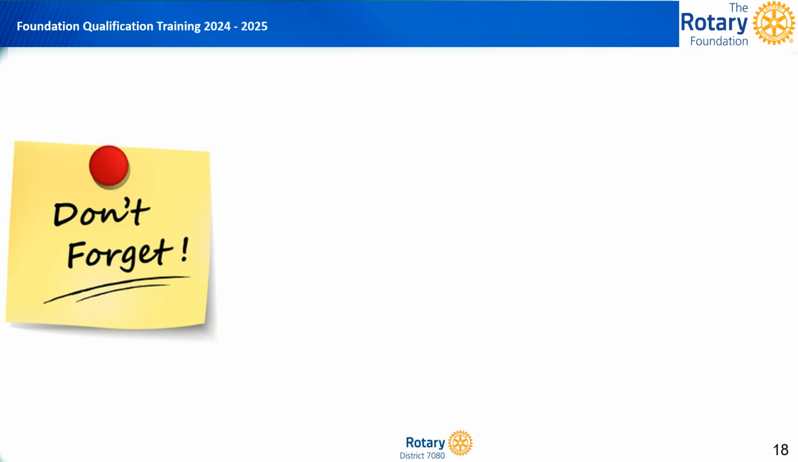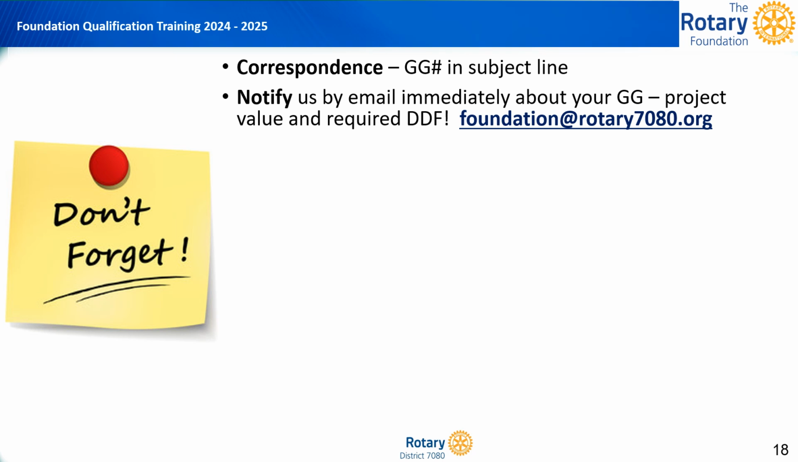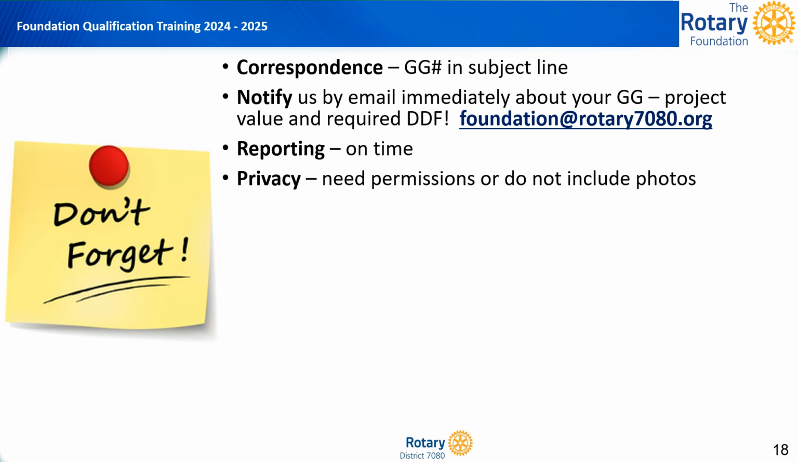A few final reminders. Always use your global grant number in the subject line when communicating with us. We have many grants each year, and referring to "my club's grant" doesn't help us to determine which grant is yours. When you know that you'll be applying for the global grant, don't forget to send us an email with the estimated project value and DDF amount you'll be requesting. Be proactive with completing and submitting your progress and final reports on time. Remind your host club of the upcoming report due dates and offer your help.